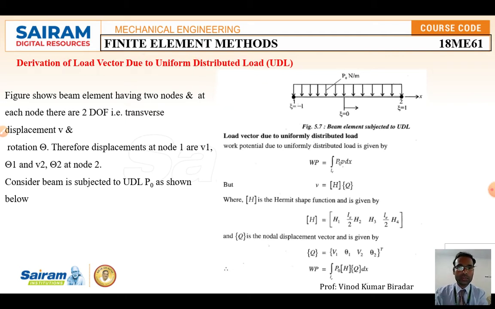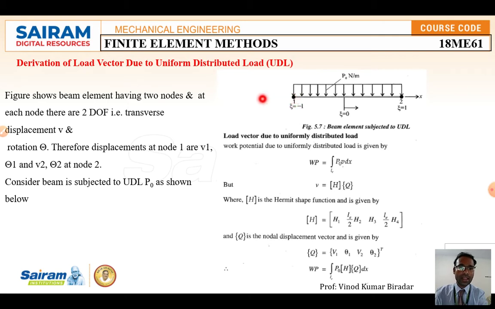Look at this. Consider this is a beam, at node number 1 and node number 2, subjected to a uniform distributed load. Here the load is acting uniformly on the entire beam element. 12 kilonewton per meter means that over the entire length of the beam element the load is acting at 12 kilonewton per meter. Such a loading system you are going to call a uniform distributed load.